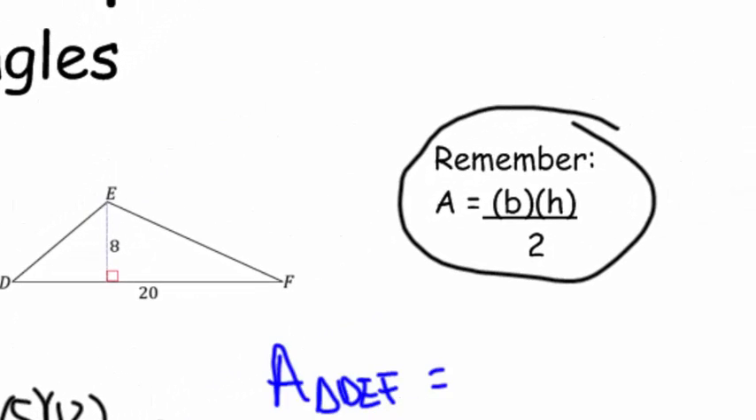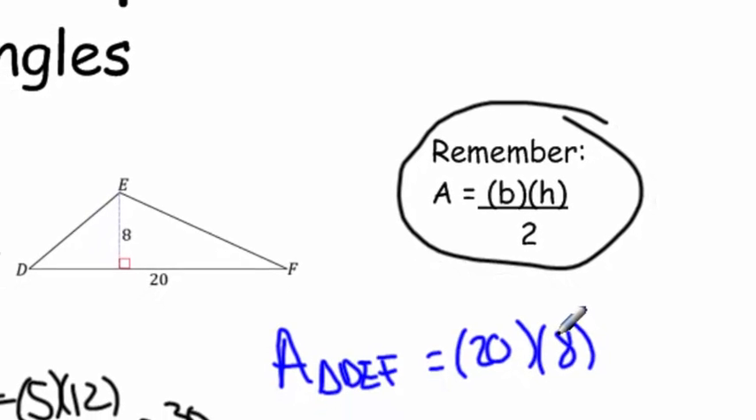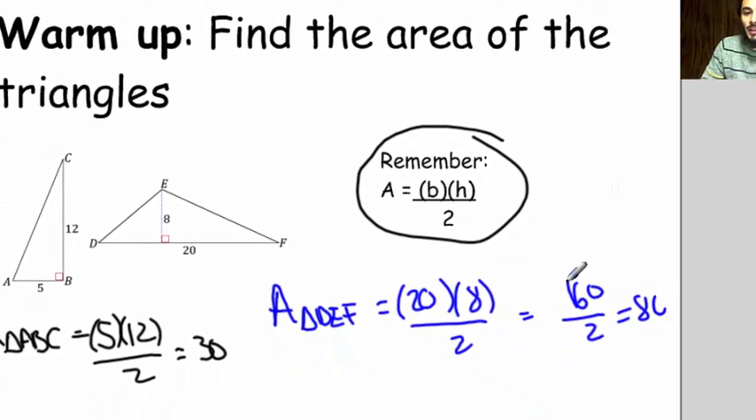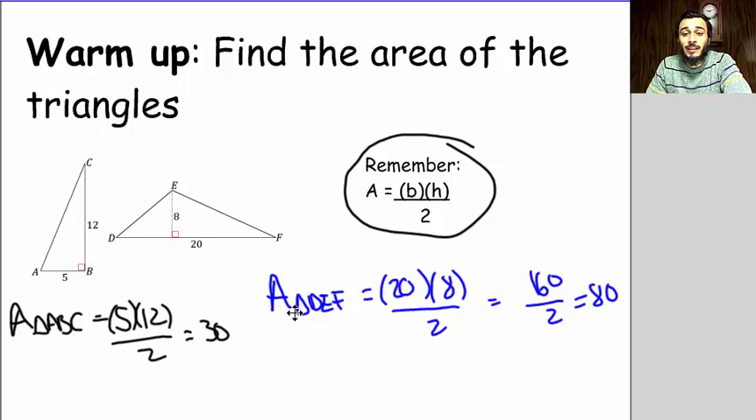Okay, now the area of triangle DEF, well, that's just going to be the base, 20, times the height, which is 8, divided by 2. 8 times 20 is 160. 160 divided by 2 is 80. So the area of triangle DEF is 80. All right, so that's just a little warm-up.